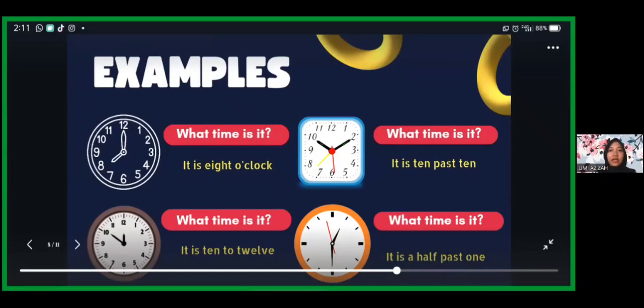Okay. One more. What time is it? Is it 10 past 10? We use past because it is still within 30 minutes, yeah. And then, what time is it? It is a half past 1. Yeah. Why use a half? Because the minute hand is in 30 minutes. Okay, next slide.